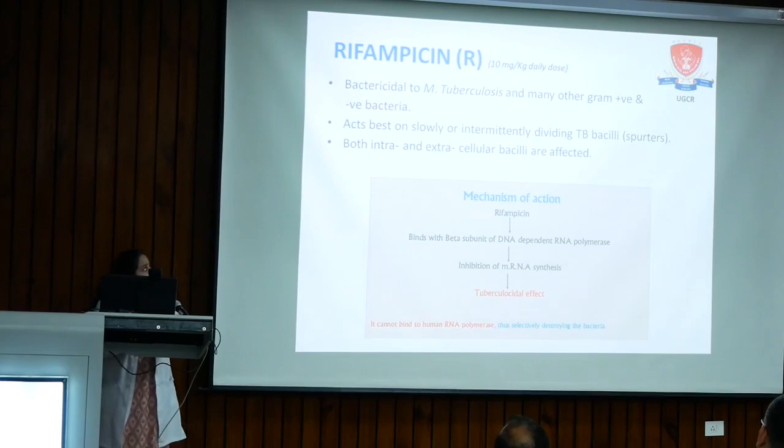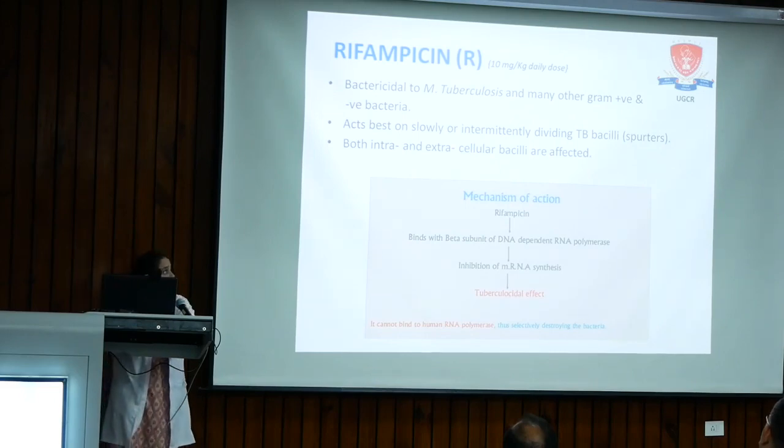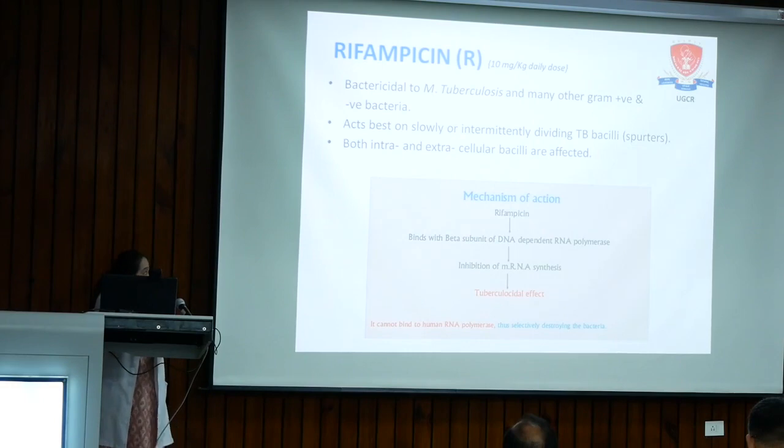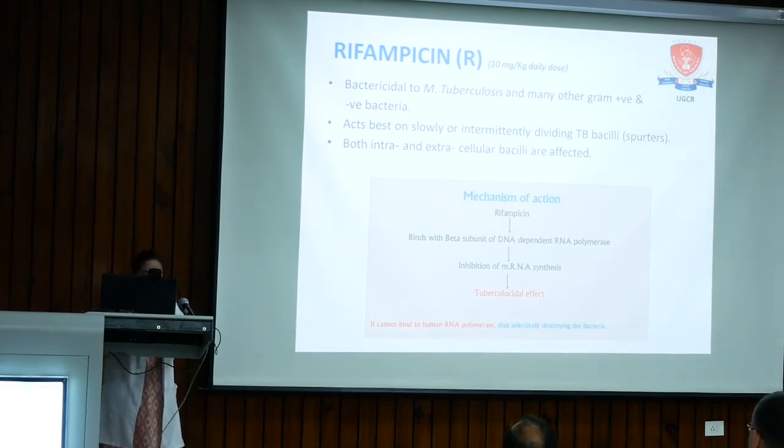Coming to the second drug, rifampicin. It is bactericidal to Mycobacterium tuberculosis and many other gram-positive and negative bacteria. It acts best on slowly or intermittently dividing bacilli. Both intra and extracellular bacilli are affected. Its mechanism of action is by binding to the RNA polymerase enzyme of Mycobacterium. It inhibits RNA synthesis, leading to a tuberculocidal effect.